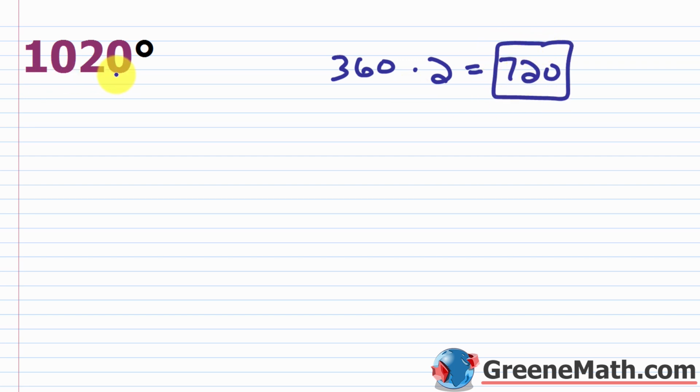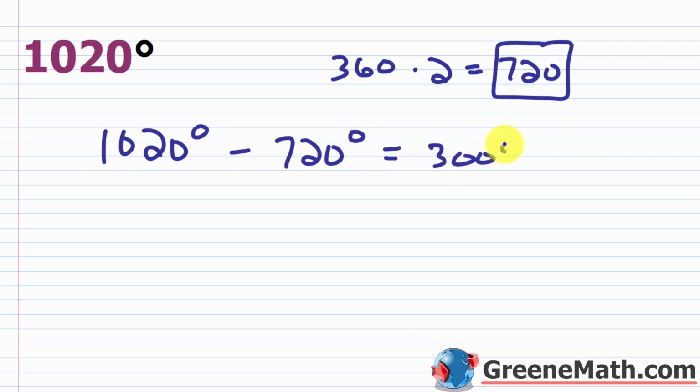Again, it's the same thing as if I subtracted away 360 and then subtracted away 360 again. Okay, that's all I'm doing. So I'm going to subtract 1,020 degrees minus 720 degrees. This is going to give me exactly 300 degrees, okay? And we are in the range that we wanted, between 0 degrees and 360 degrees.